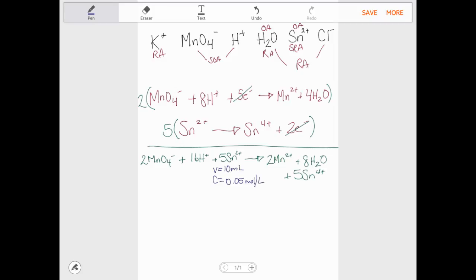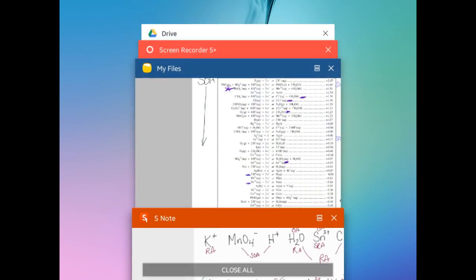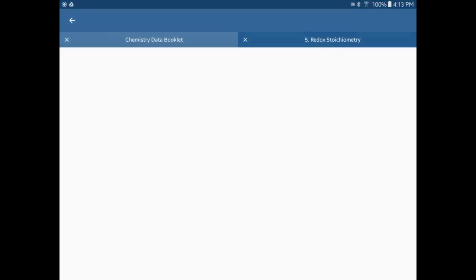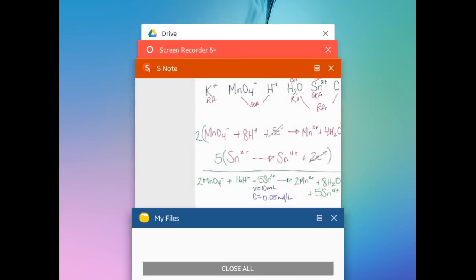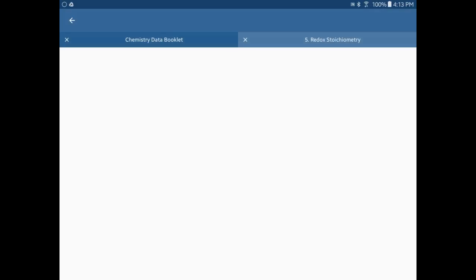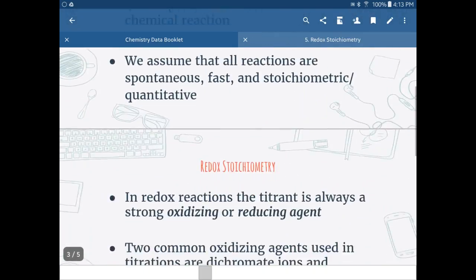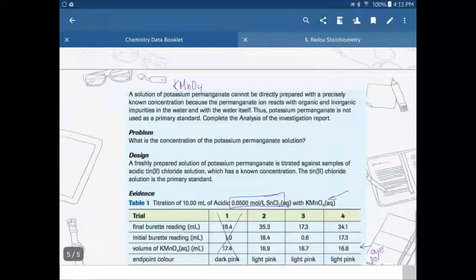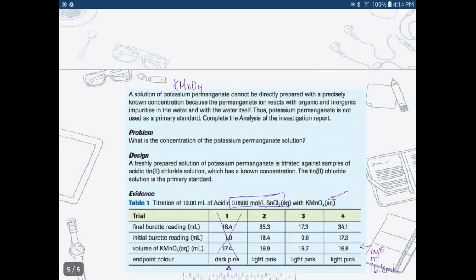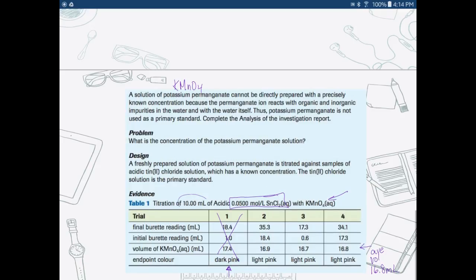So let's just double check that I have the right values here. So when we go back to our question, we see, oh, what's happening here? Let's see here. We see on our question that we have a 0.05 mole per liter tin chloride solution and we have 10 mils of it. Okay, our average volume here is 16.8 milliliters, so let's go back to that question.